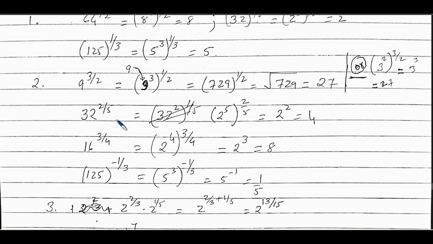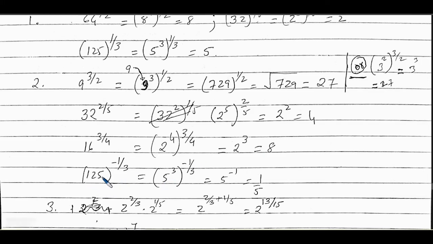I'm repeating this word freeze it, because I don't want to go through it. These are very trivial things. So this is number 2, 9 to the power 3 by 2. I can write like this. That is equal to 27. 32 to the power 2 by 5. You can write 32 as 2 to the power 5. 5 cancel, 2 square 4. So 16 to the power 3 by 4, I can write 16 as 2 to the power 4. 3 by 4, 4, 4 cancel, 2 cube 8.